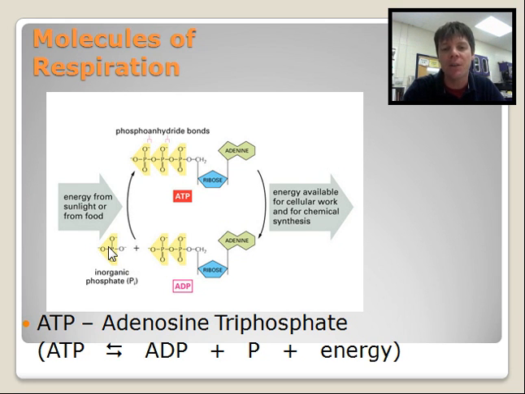phosphate. This phosphate could be reattached to the ADP molecule to regenerate ATP. That process would require an input of energy. So when ATP is broken down, that's the forward reaction here, that produces ADP plus a free phosphate plus energy. If you have ADP and free phosphate and you have energy to invest, you can reform ATP molecules.